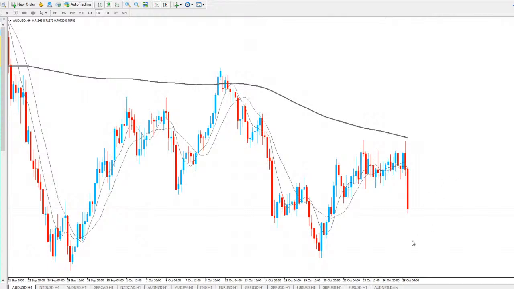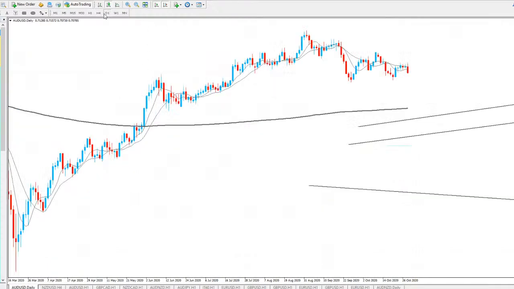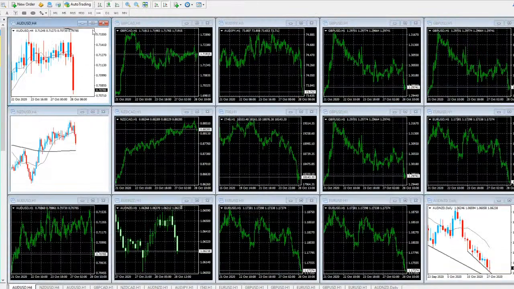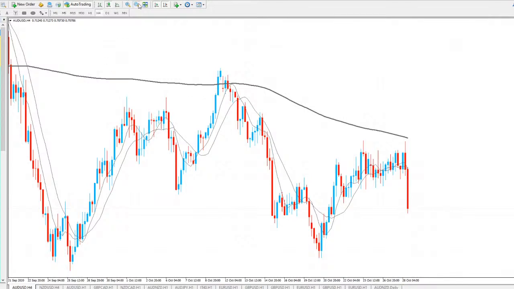You can see a big push to the downside. We're anticipating a move to the downside for this pair. And you can see with this current candle, we had a big push to the downside. Obviously, the current candle hasn't closed yet, but it's looking very bearish, and we're probably expecting that to continue to the downside.